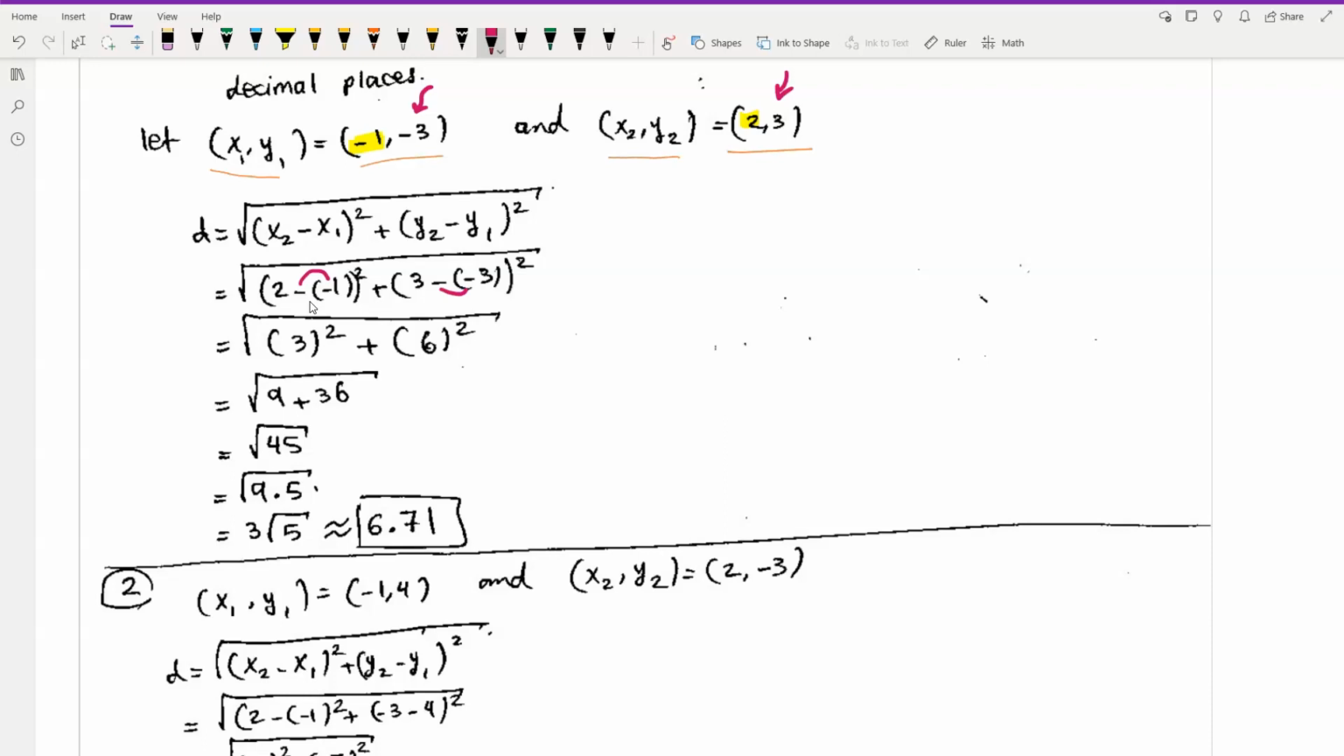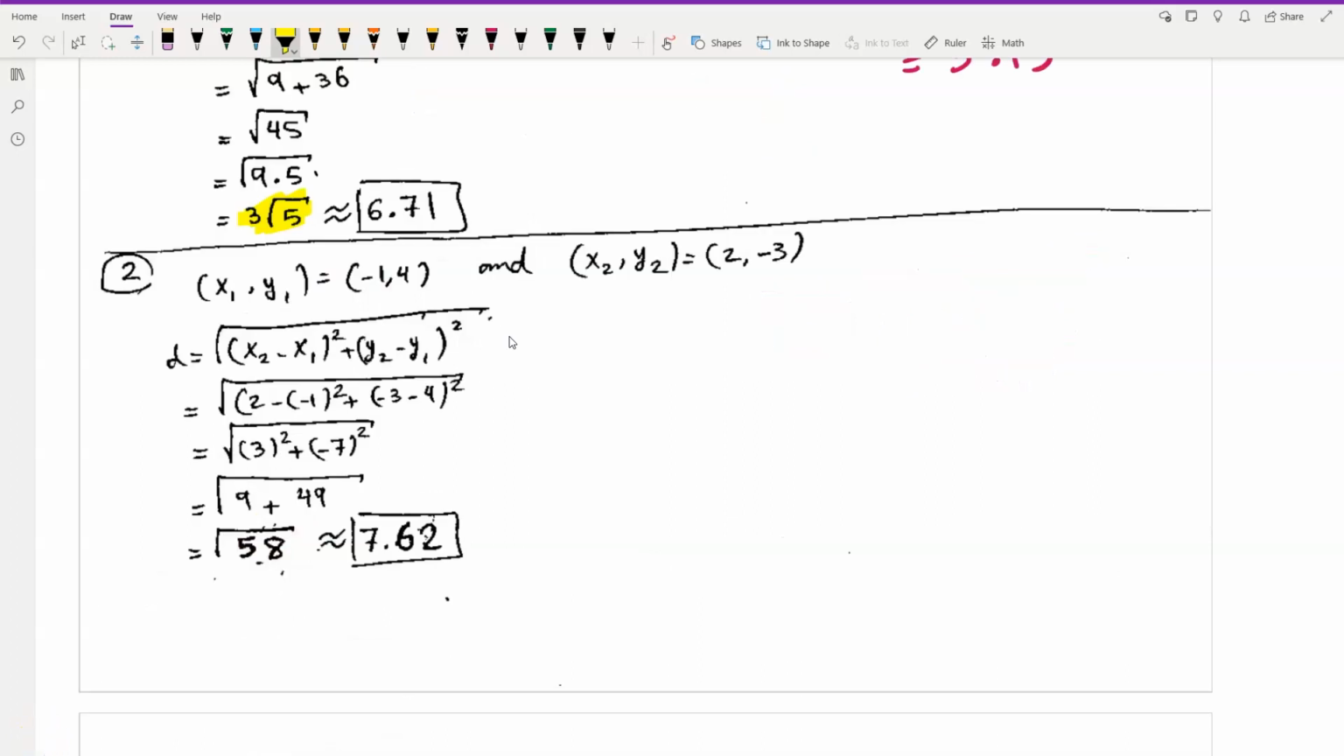Now 9 plus 36 is 45, so we find the square root of 45. 45 is equal to 9 times 5, so the square root of 9 times 5 is equal to the square root of 9 times the square root of 5. The square root of 9 is 3, so we have 3 times the square root of 5. And then using a calculator, 3 times the square root of 5, rounded to two decimal places, is 6.71.